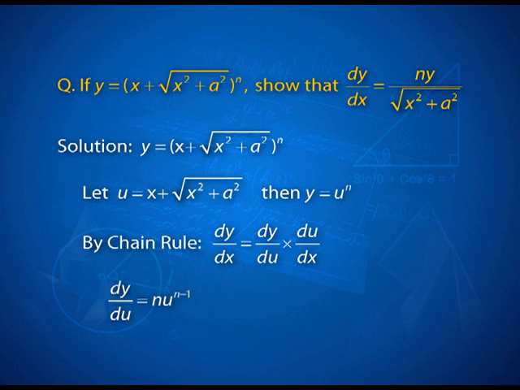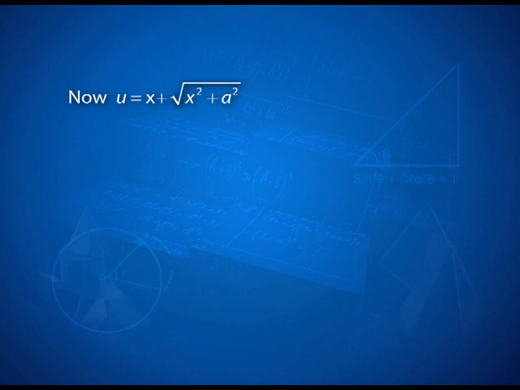It is the derivative of u that needs more work. So, again going back to our function u, which is of course x plus root x square plus a square, the derivative of y with respect to u simplifies to this expression. Let us focus on u. U is x plus root of x square plus a square. It is not just a sum of two functions. The second part of this function is again a composition.